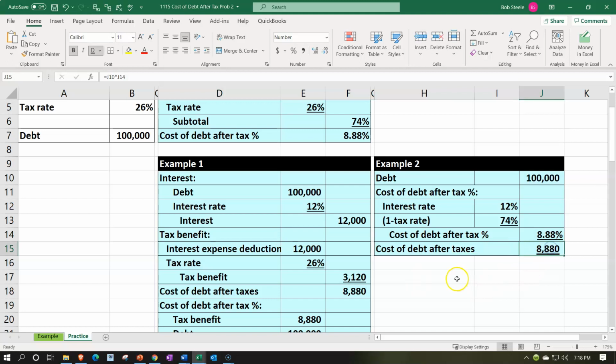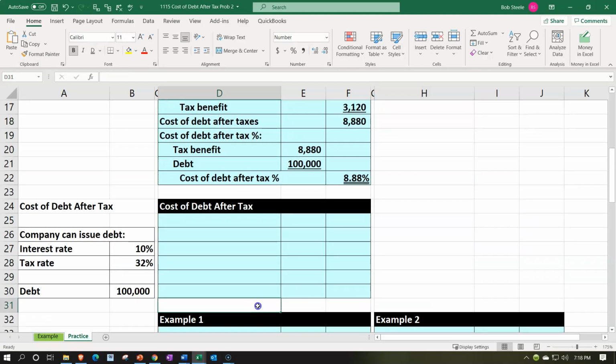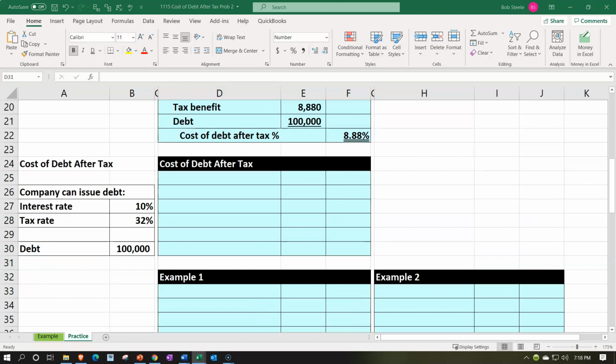Double underline. Okay, so there we have that. Let's do it a couple more times here because that was good. That was fun, and so I want to do it again. So down here, same kind of concept, different numbers. The company can issue debt at an interest rate of 10%. Now we're going to assume the tax rate, probably thinking about the last tax rate, the marginal tax rate, making the decision on the margin, at 32.